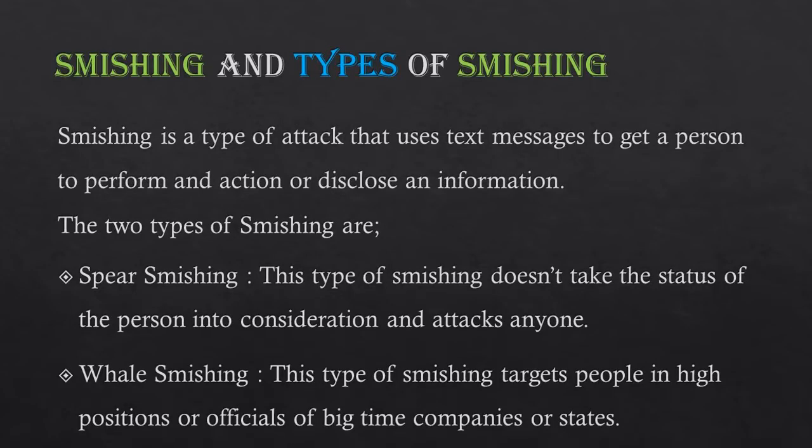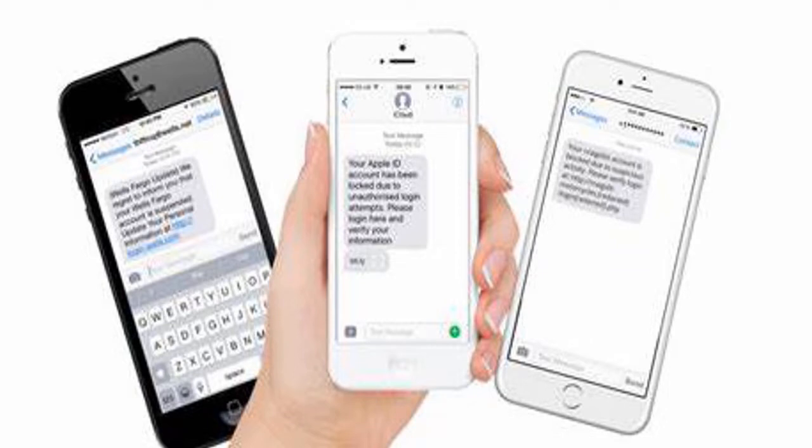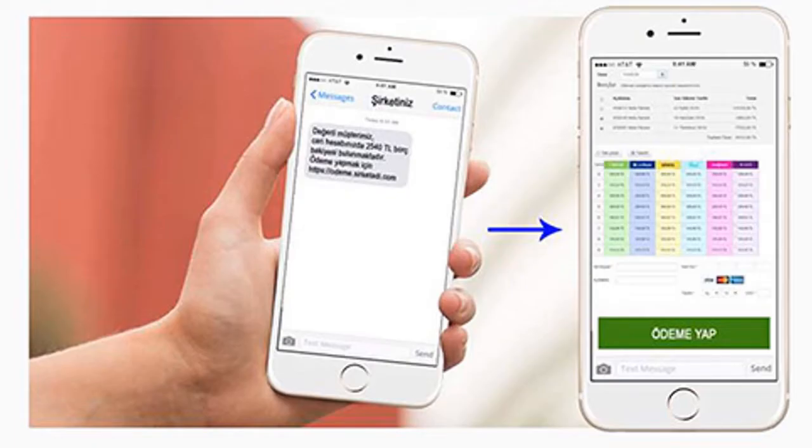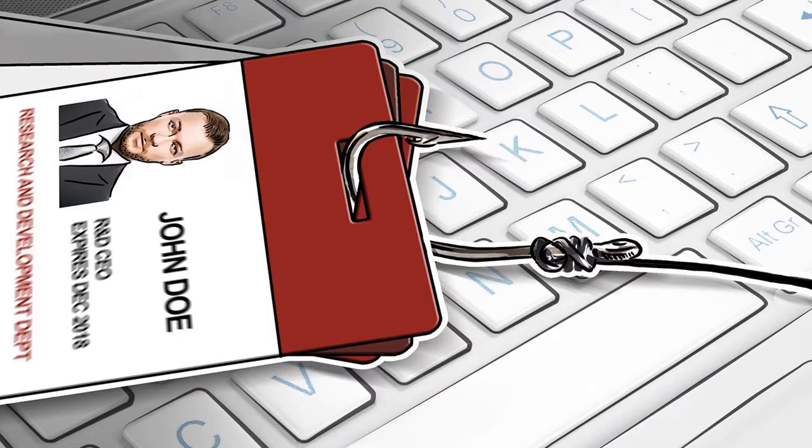Now, smishing is a type of attack that uses text messages to get a person to perform an action or disclose information or to make an unauthorized transaction. So it's a type of electronic attack, as we learned earlier. And then they are also in 2 forms. You have spear smishing and whale smishing. The person attacking an individual irrespective of his status, which is the spear smishing, and the whale smishing, the person attacking an individual because of his status.